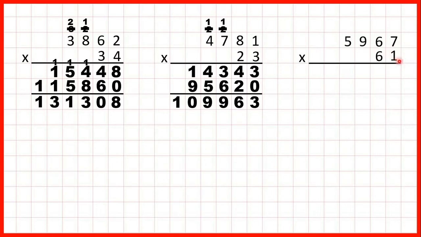Now 5,967 times 61. 7 times 1 is 7, 6 times 1 is 6, 9 times 1 is 9, and 5 times 1 is 5.